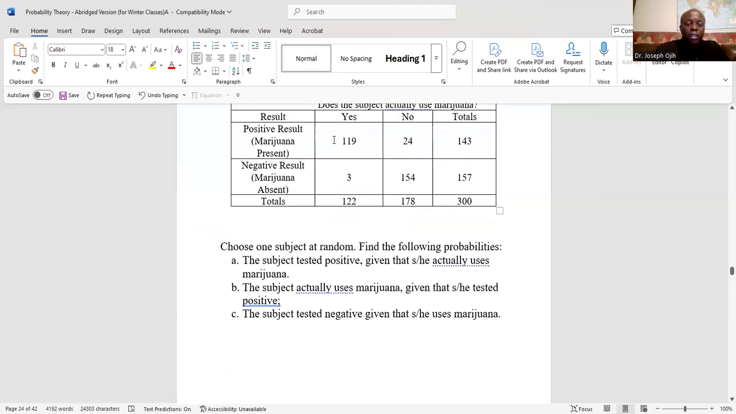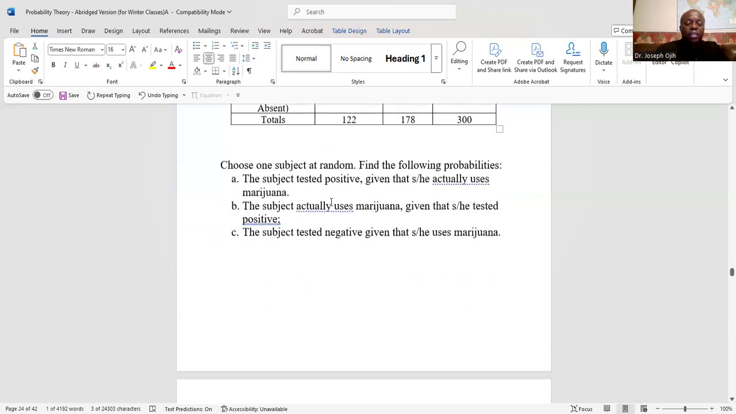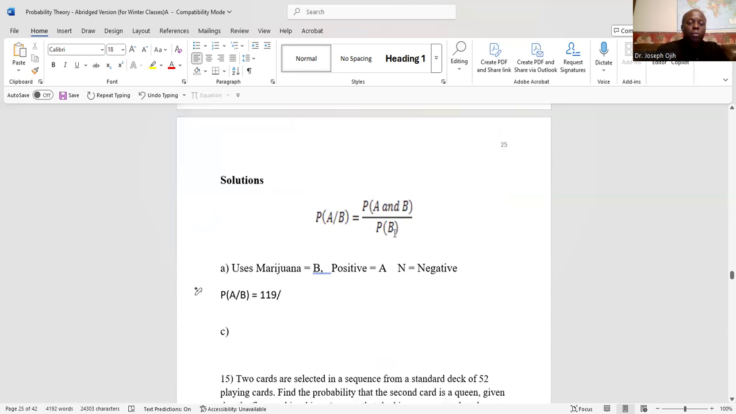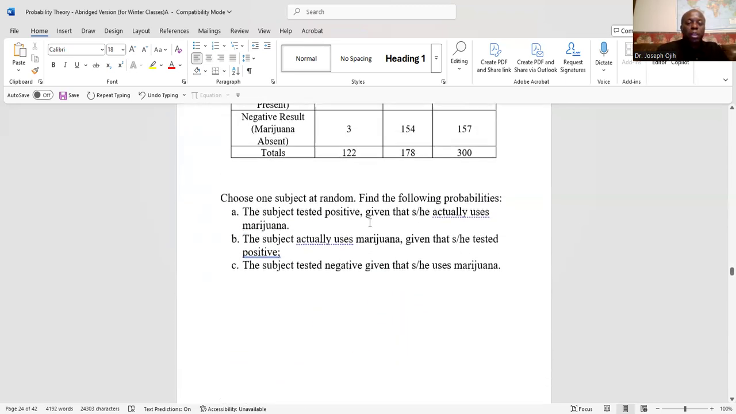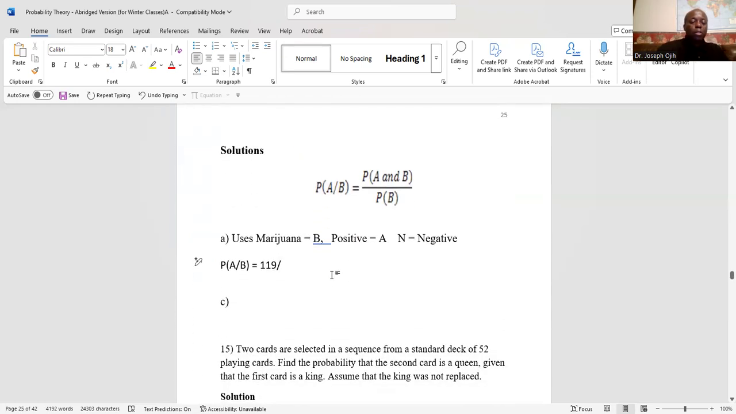So this represents tested positive result and use it, 119, out of probability of B, which means they use marijuana. Say yes, which is 122. And that will give us the answer right away. 119 divided by 122. To do that, I'm going to take you to the calculator.